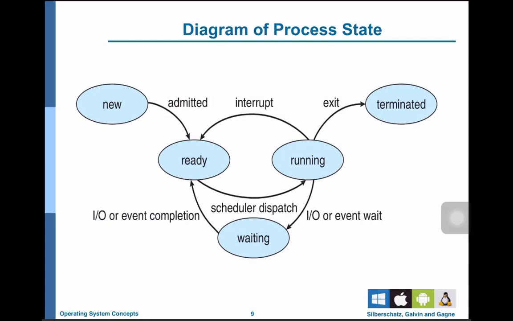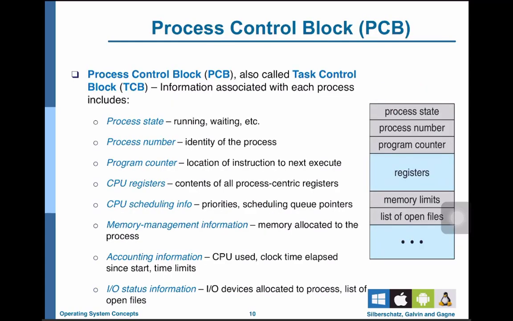The operating system manages processes by associating process information in a process control block, PCB, or sometimes called a task control block. In a PCB, there is information about the process state, process number, program counter, CPU registers, and so on.